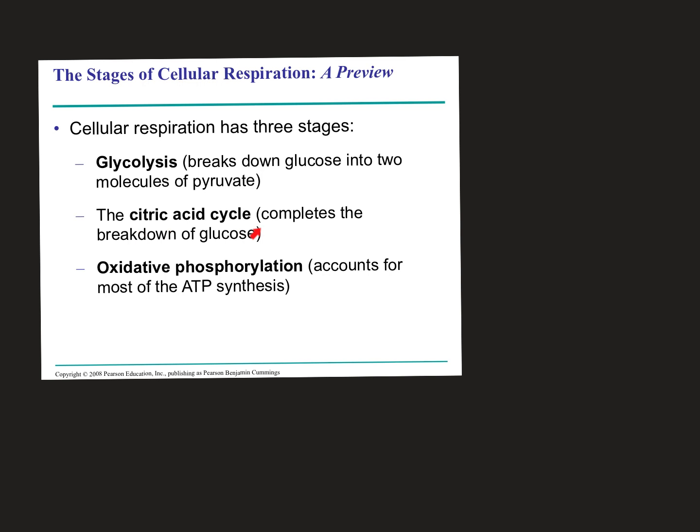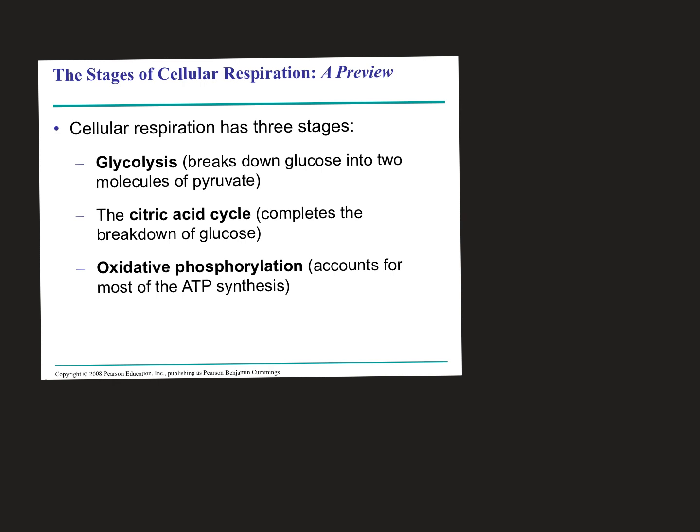The citric acid cycle happens in the mitochondria, and oxidative phosphorylation happens in the inner membrane of the mitochondria. The mitochondria also has two membranes. This is where we make ATP, just like in photosynthesis, in the electron transport chain.